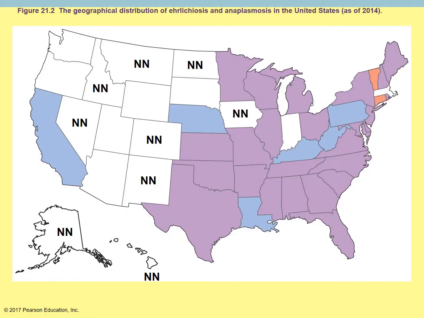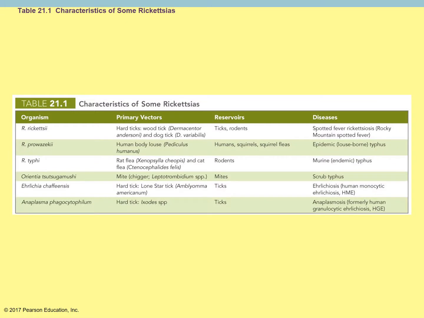And this is showing the geographic distribution in the United States. And a summary table of several of the Rickettsias and their characteristics, what the primary vector is, what the reservoir is, what the disease is.